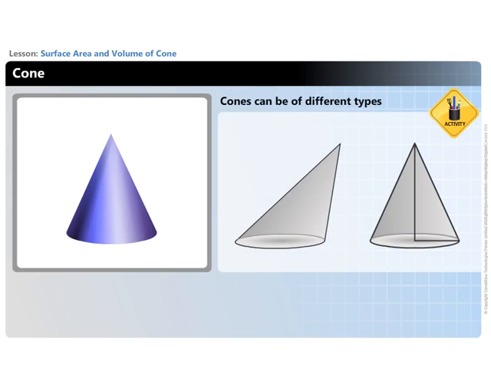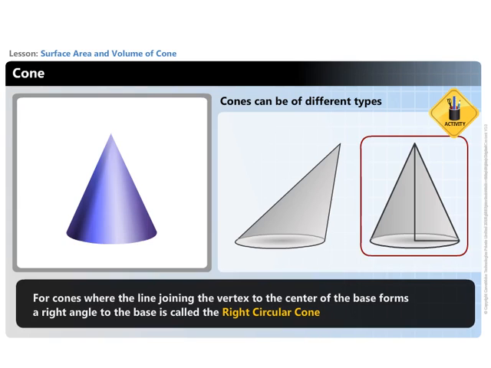Cones can be of different types. A cone where the line joining the vertex and the center of the base forms a right angle to the base is called the right circular cone, and in this lesson, our scope is limited to the right circular cone.